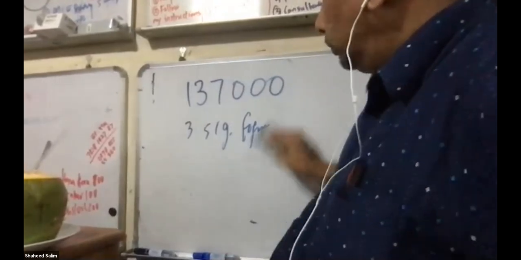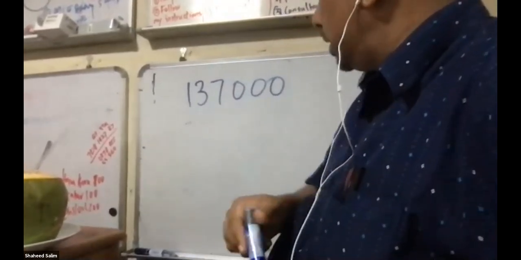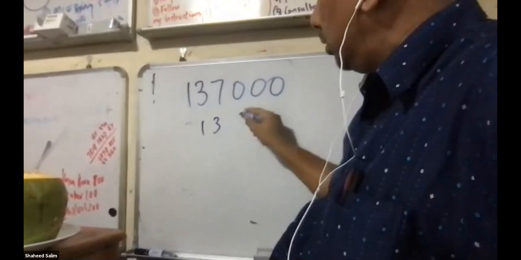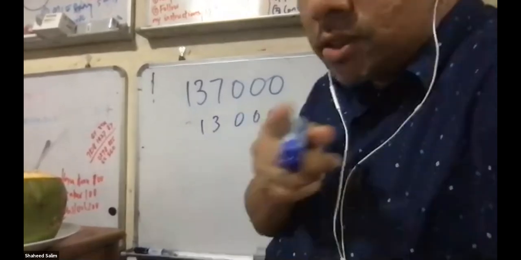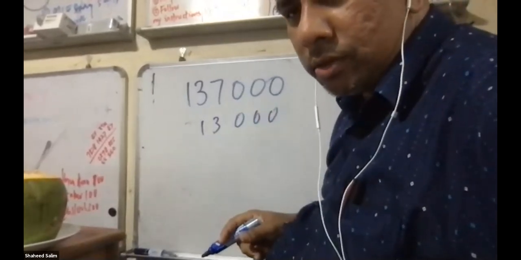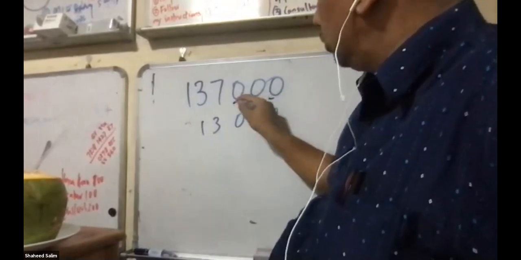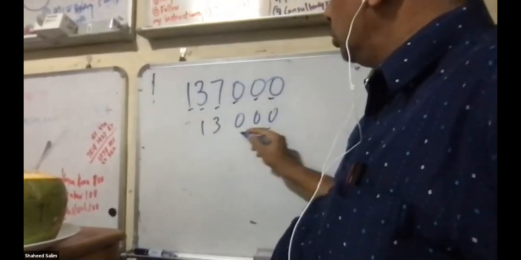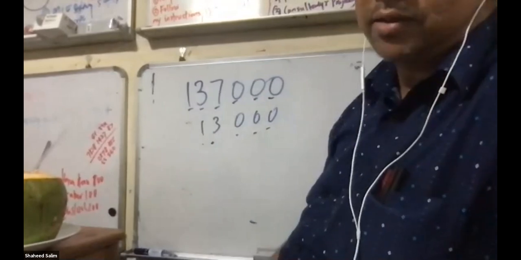Okay, Ryan. Let's see, you say the smallest is 1300. Remember, same number of digits. Same number of digits. 1, 2, 3, 4, 5, 6. Is it 1, 2, 3, 4, 5? Okay, now must have 6.